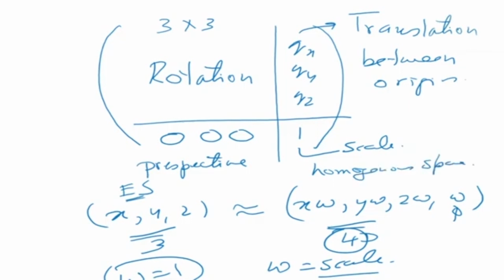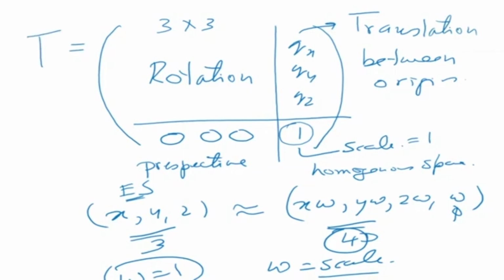Okay. Now, in robotics, we always have the scale equal to 1. In computer graphics, they can have a scale greater than 1 or less than 1. Now, this matrix is called the homogeneous transformation matrix, and we write it as T. Okay, what does it do?